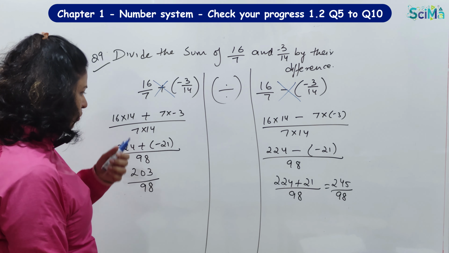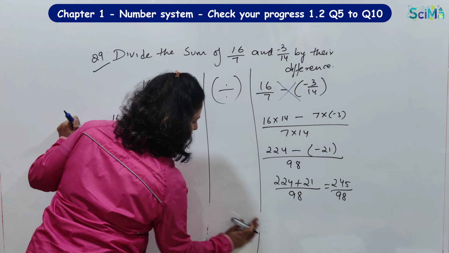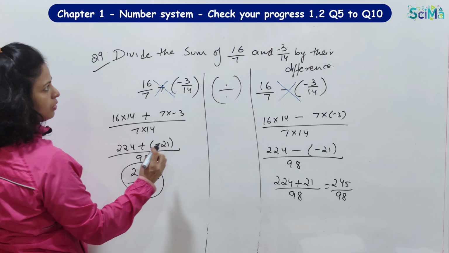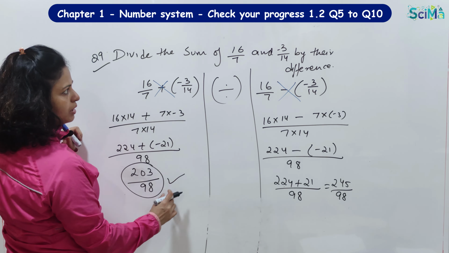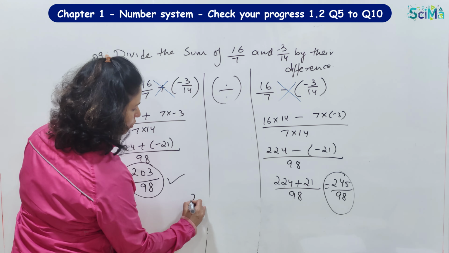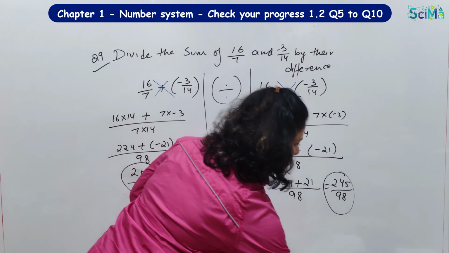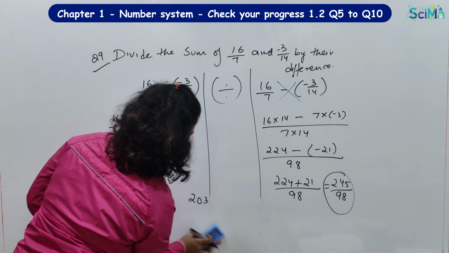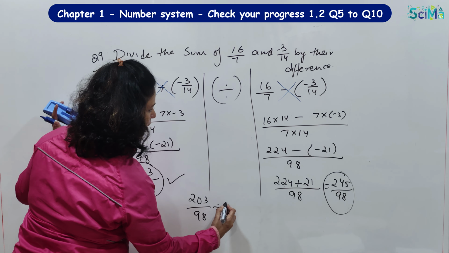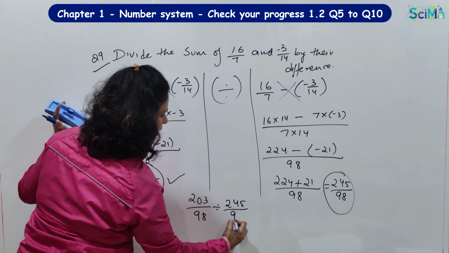Now here what we will do? We will divide, right? Now we have to do division. Divide the sum of this. We got the sum here, and we have to divide with the difference. Okay. So 203 by 98 divided by 245 by 98.